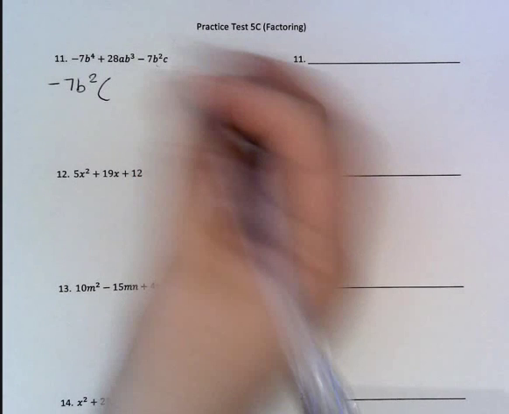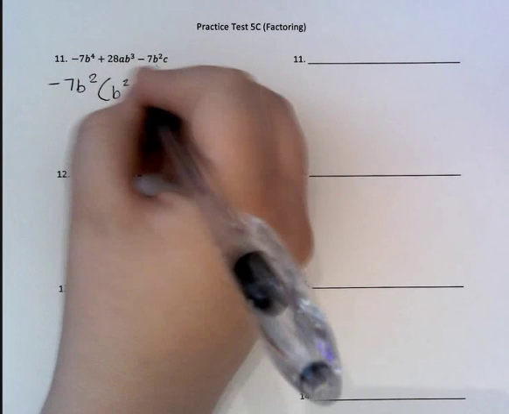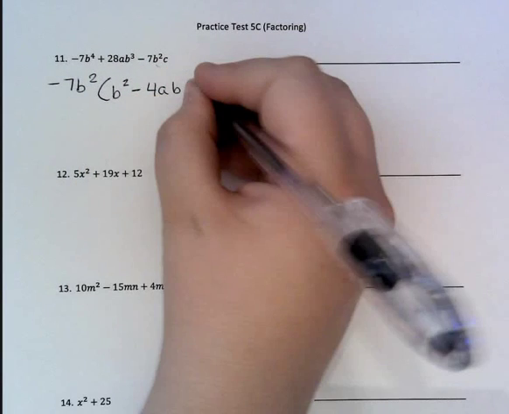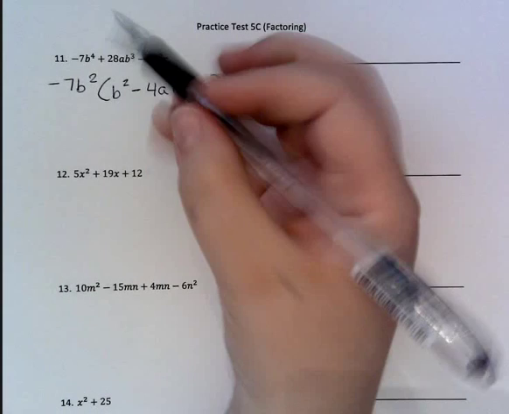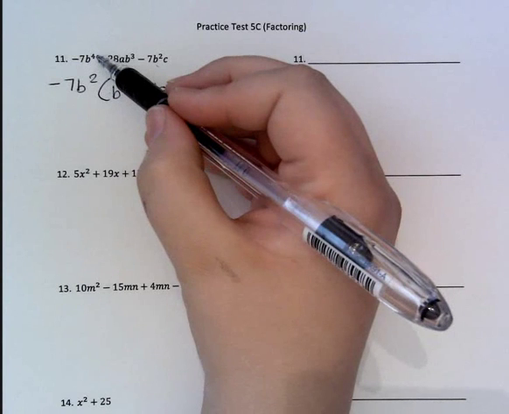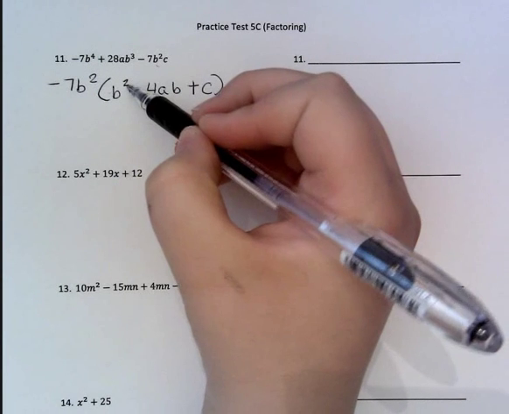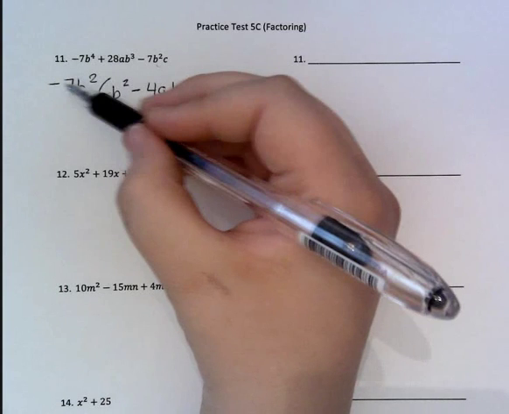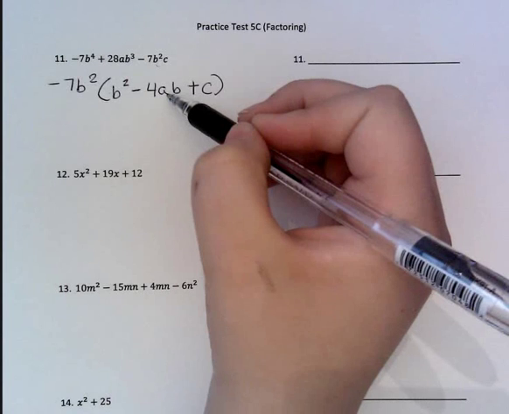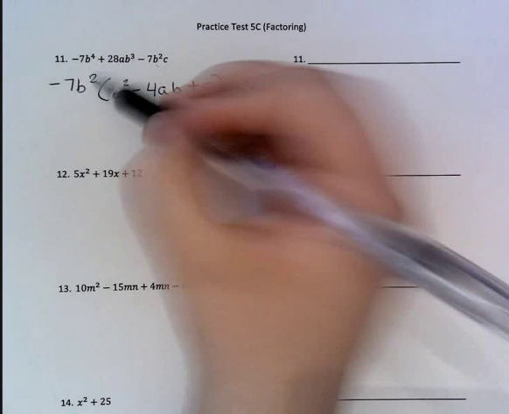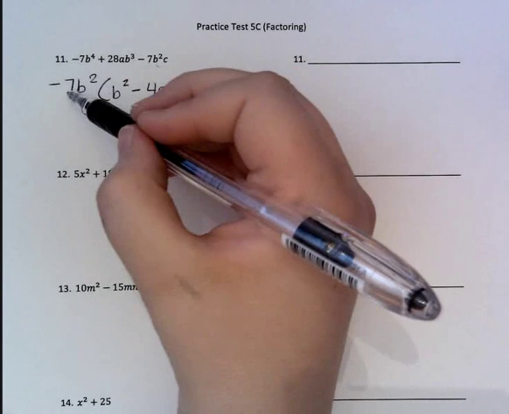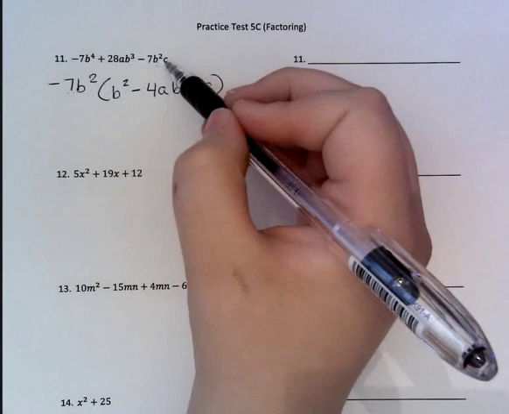So I'm left with b squared minus 4ab plus c. Got that because the negative 7 divided by negative 7 is a positive 1. To have 4 b's, you take 2 away, you're left with 2 b's. 28 divided by negative 7 is negative 4. You didn't take any a's out, so that a comes down. You have 3 b's, you take 2 away, so you're left with 1. Those negative 7's are going to cancel. Your b's are going to cancel, leaving you with just that c.